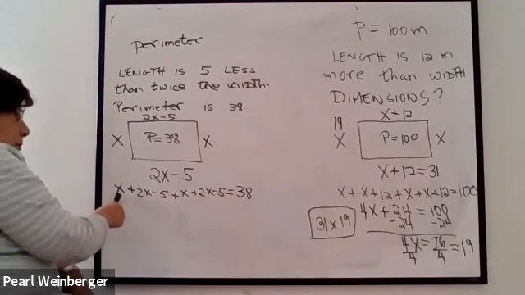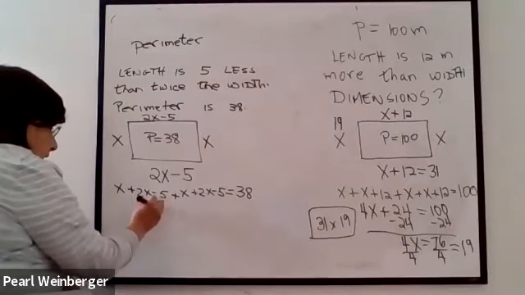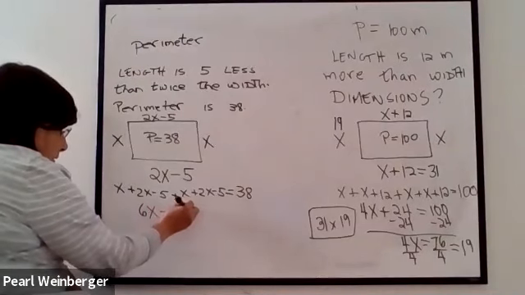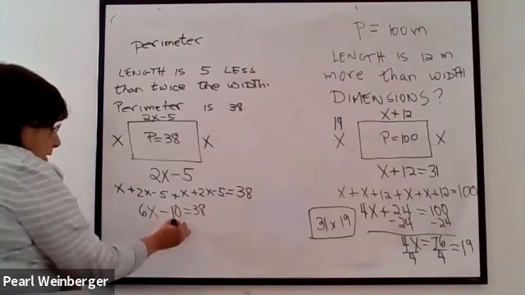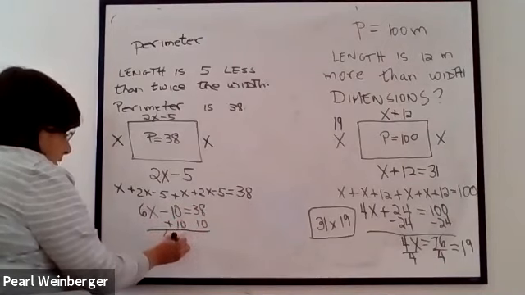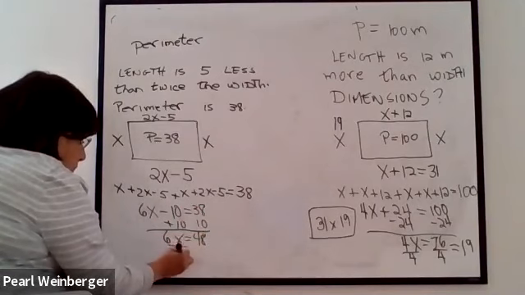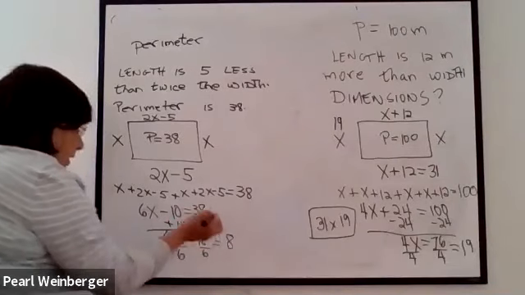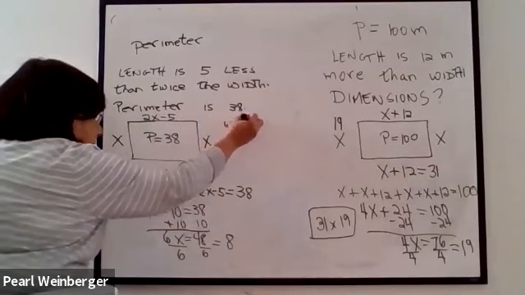When I combine the like terms, x and 2x is 3x, 4x, 6x, I get 6x. And negative 5 and negative 5 is negative 10, equals 38. It's now a regular equation. I add 10 to both sides. That gives me 6x equals 48. Divide by 6, and I get x equal to 8. So my width is 8.